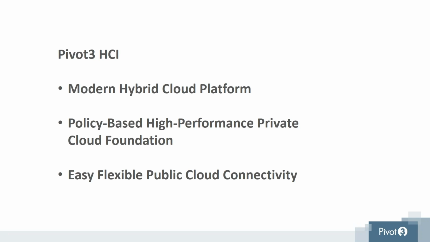So in conclusion, I would like to say Pivot3 hyperconverged infrastructure is an ideal platform for modern hybrid clouds with its policy-based high-performance private cloud foundation and its easy, flexible public cloud connectivity.